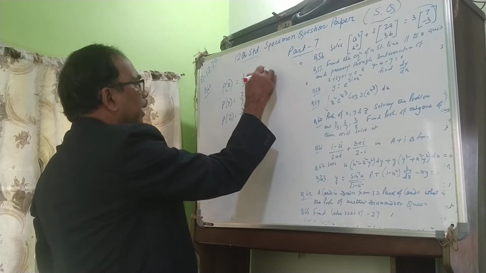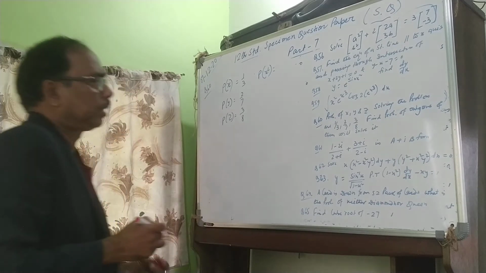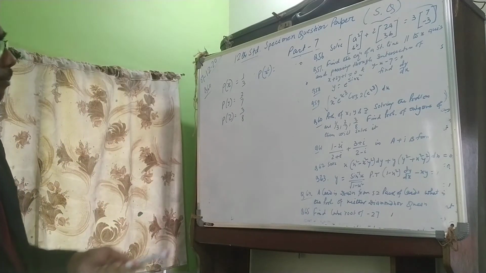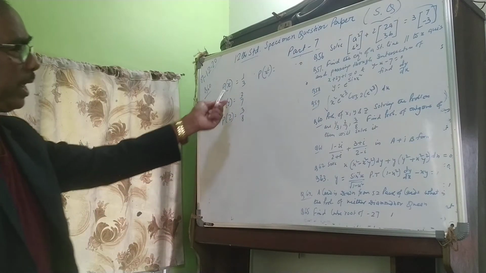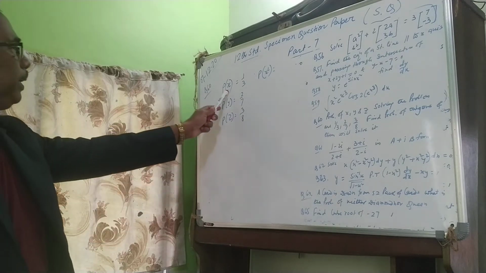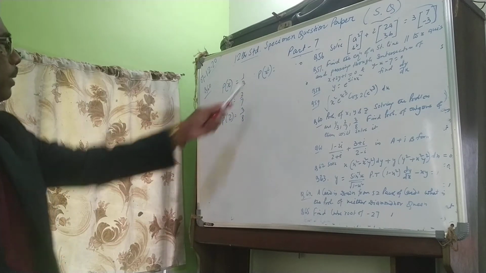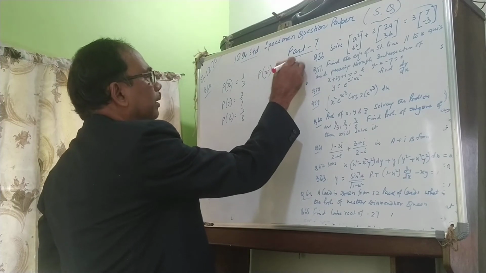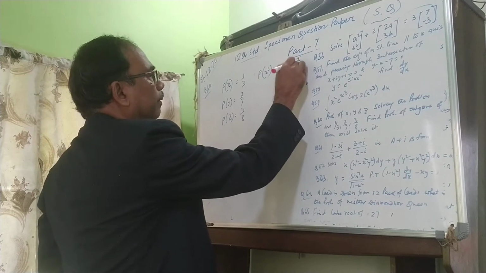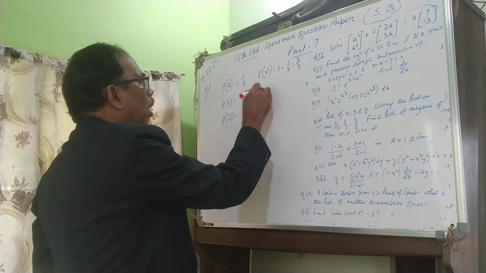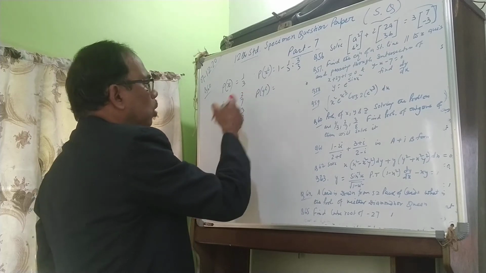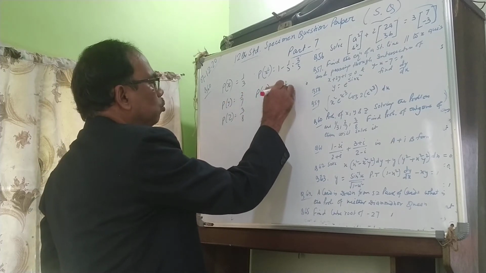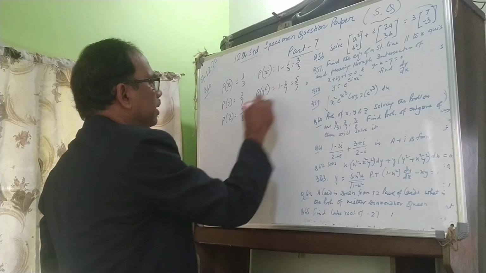Then P(x complement), the event that x does not solve the problem, is 1 minus 1/3, that is 2/3. P(y complement), y could not solve it, is 1 minus 2/7, that is 5/7.